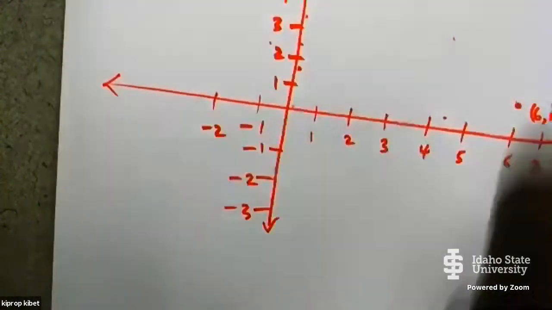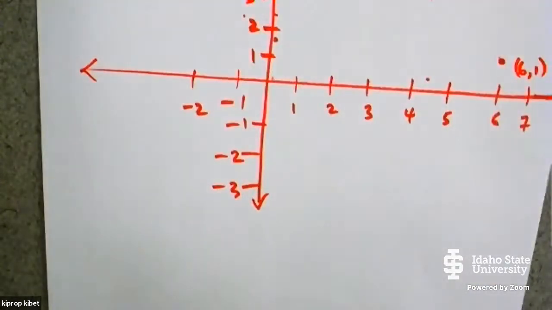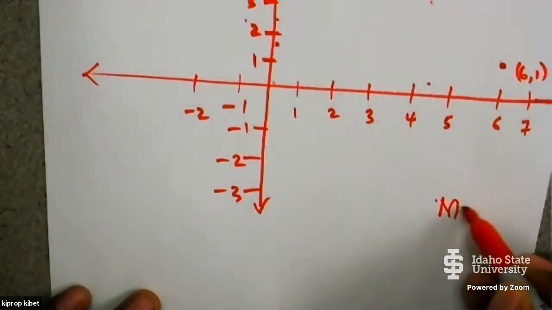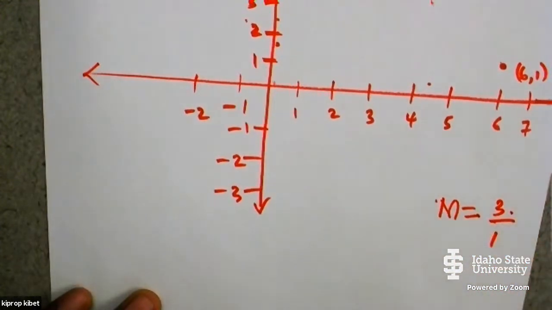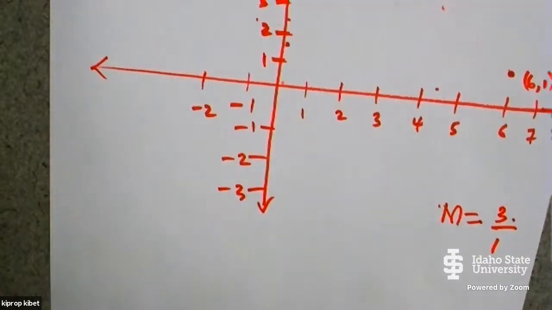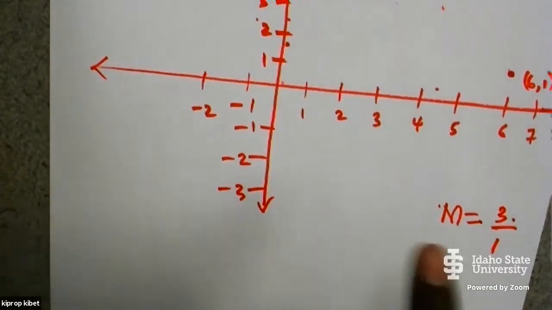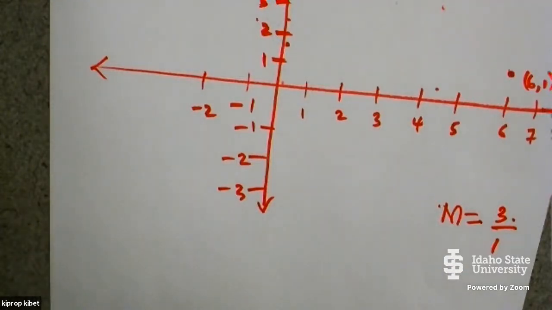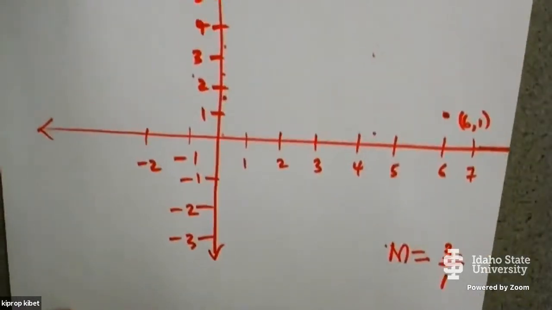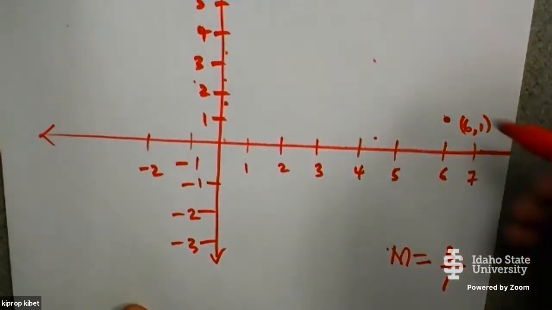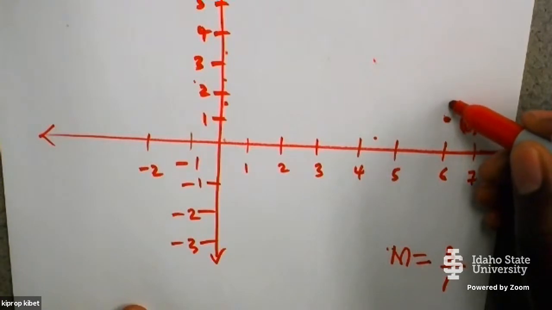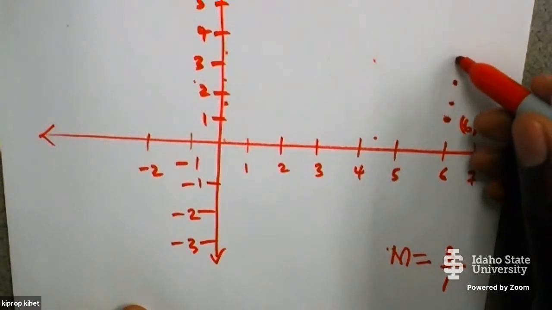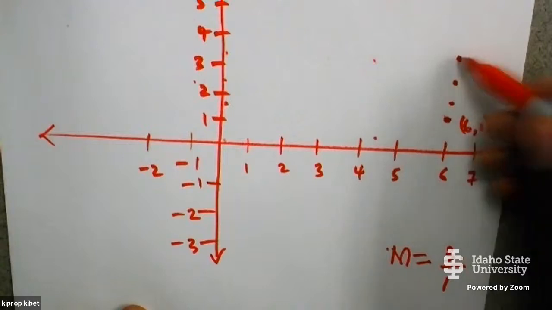Now, our gradient m is 3 over 1. So m equals 3 over 1. So you go how many steps? Up 3. Up 3 steps, right? So we were at 1. You come to 2, that is 1. You come to 3, that is 2. You come to 4, that is 3. Up to 4 there, right?